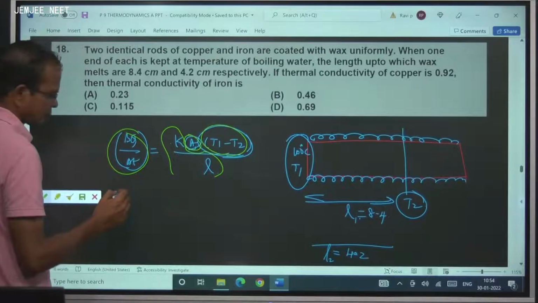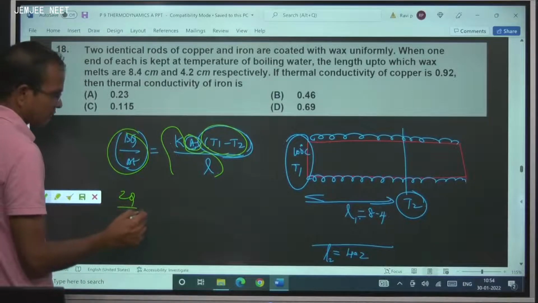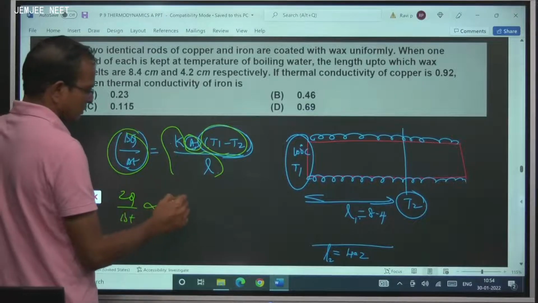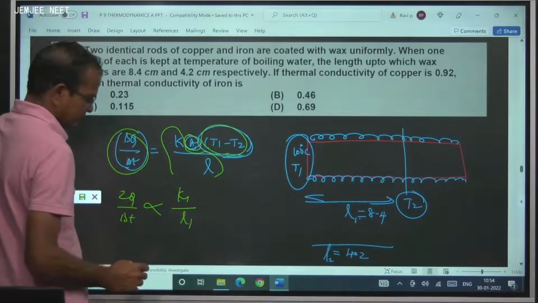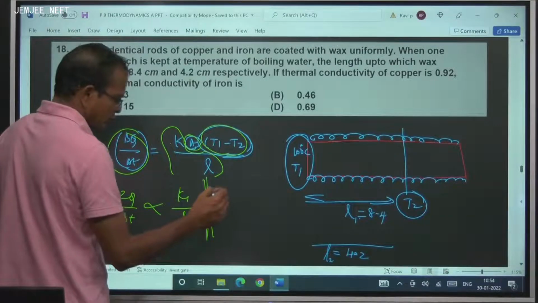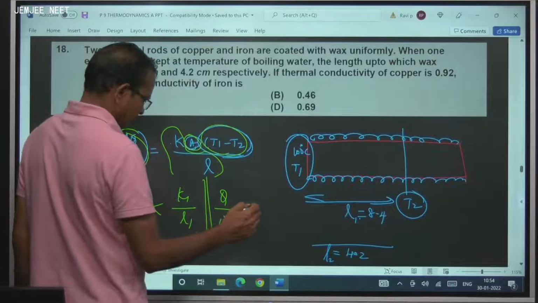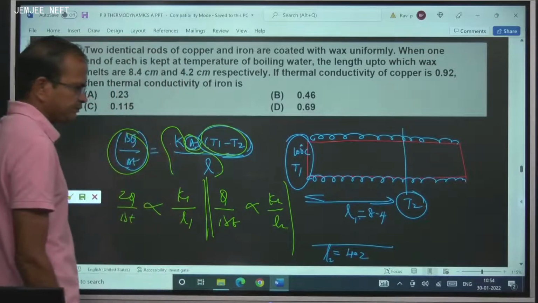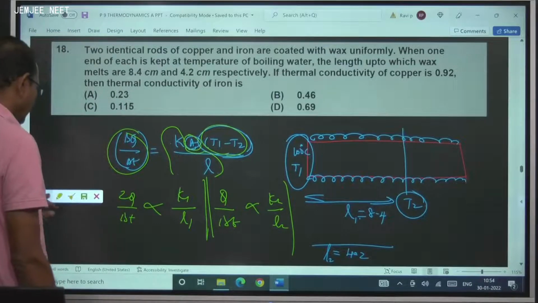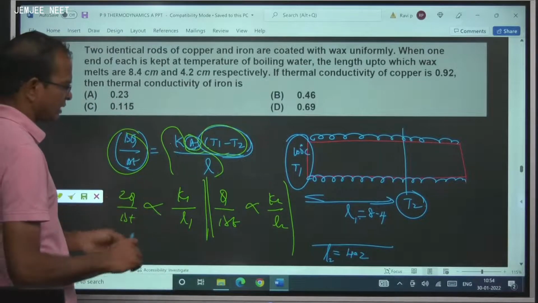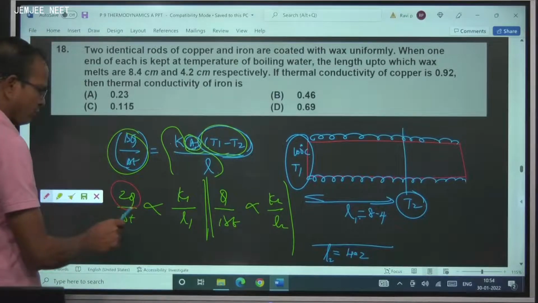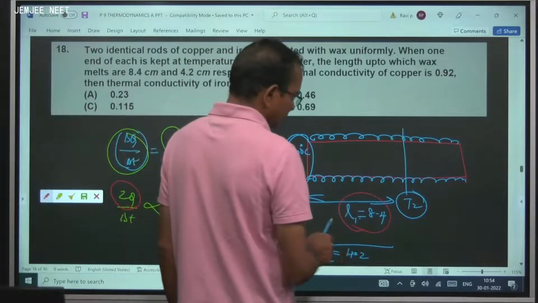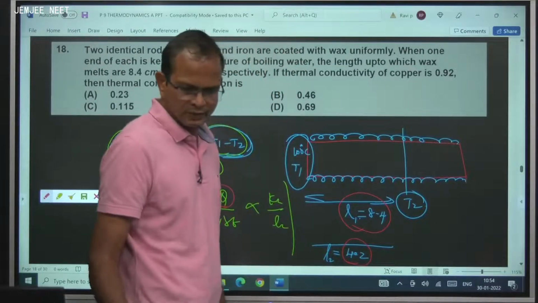So, 2Q by delta T is proportional to K1 by L1, and Q by delta T is proportional to K2 by L2. Why am I writing it like this? With respect to the last discussion, now I am changing to this 2Q and Q. The first rod has length 8.4, the second rod 4.2.